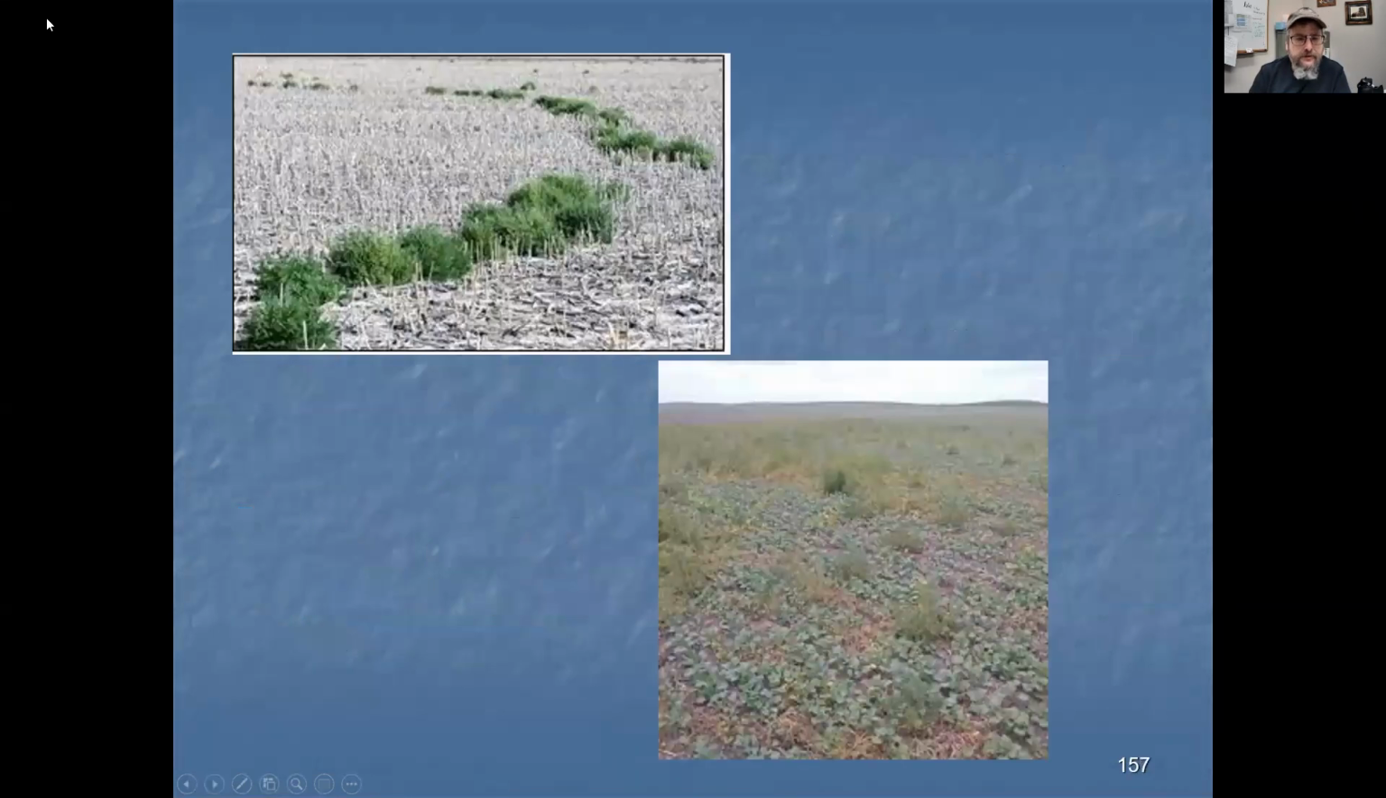Here's a couple of pictures. You can see here the field's been sprayed, and then you've got these patches of green where, well, it couldn't have been missed. These are resistant to the chemical that was used. Here's another good example.